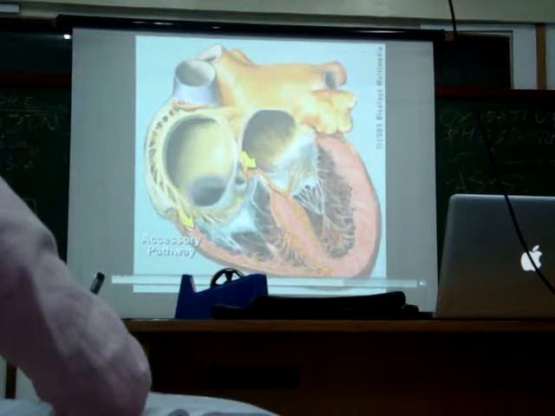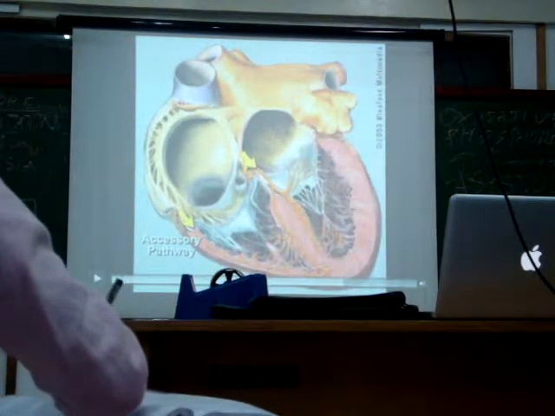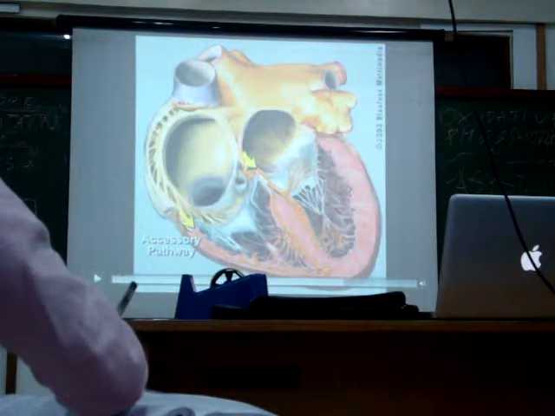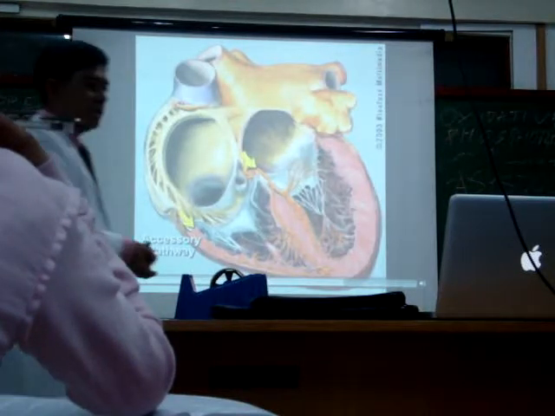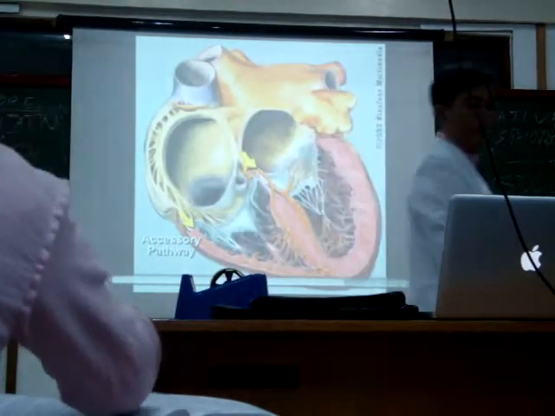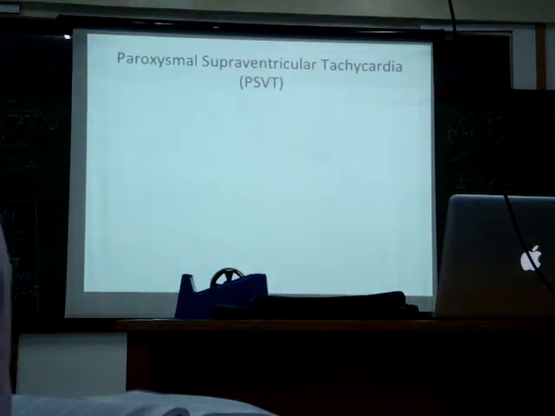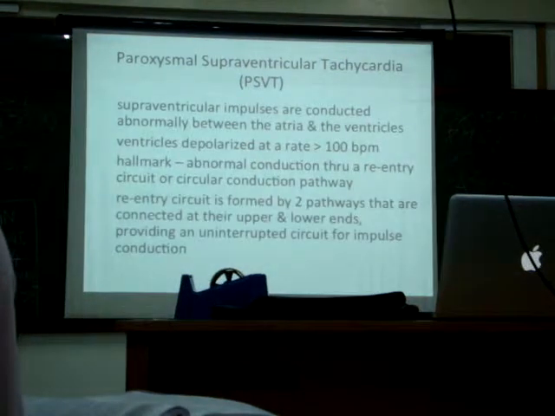Okay, so you have the bundle of His, which is normal, and an abnormal pathway called the bundle of Kent. Okay, so those are the two. Those are the major considerations you have for supraventricular tachycardia.